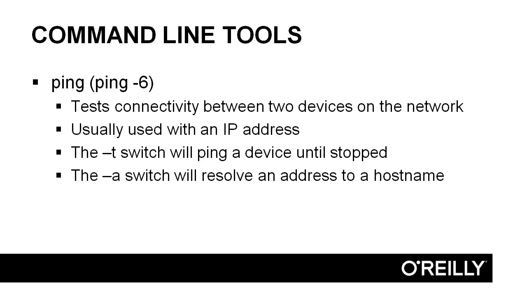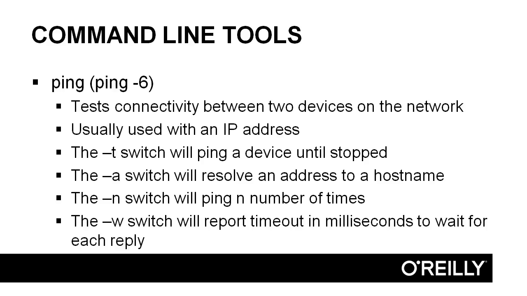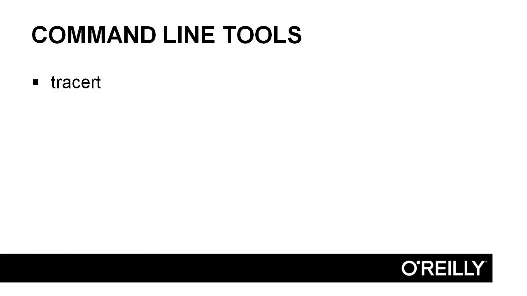The -a switch will resolve an address to a host name. That's pretty cool. We can kind of do a DNS lookup, if you will, at the same time. The -n switch will ping whatever number of times you put in place of n. So if I put ping -n 43, it'll ping 43 times and then stop. And the -w switch will set the timeout in milliseconds to wait for each reply, and so I can control that.